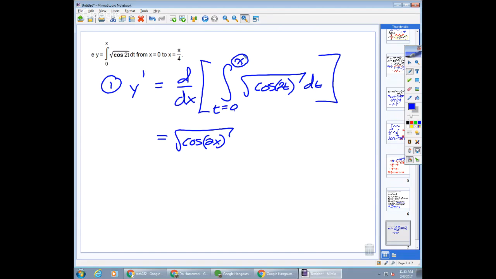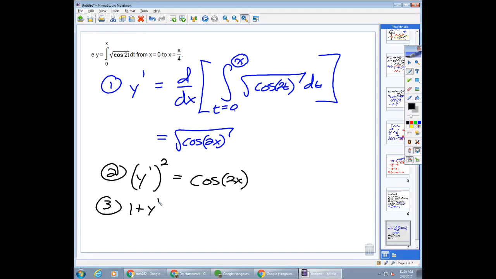All right, what was step 2? Square it, right? Y prime squared. Okay, I love that. That's just the cosine of 2x. Step 3, add 1. Okay, 1 plus the cosine of 2x. Step 4, take the square root.